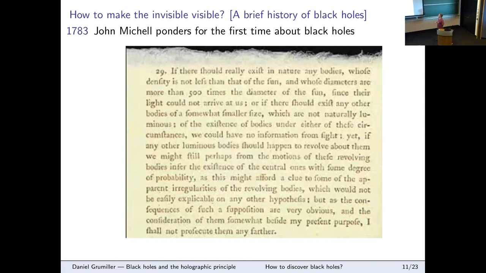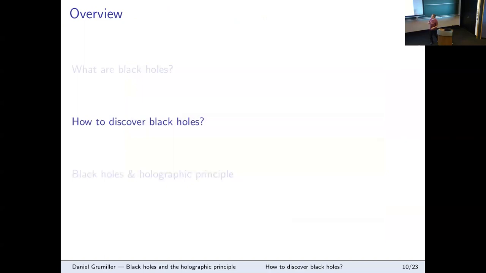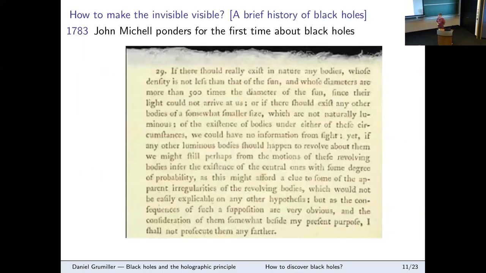So the history starts in 1783, about 100 years after Newton's gravity law was discovered and the finiteness of the speed of light was measured. And John Mitchell was the first person to put these two ingredients together. I'm not going to read this whole article to you, but you can just Google John Mitchell black holes and you find various pages of his seminal article on this. So he considered a star with the same density of the sun, but 500 times its size. And he calculated that the escape velocity from such a star, so the velocity you need to escape from it with a rocket, would be the speed of light.